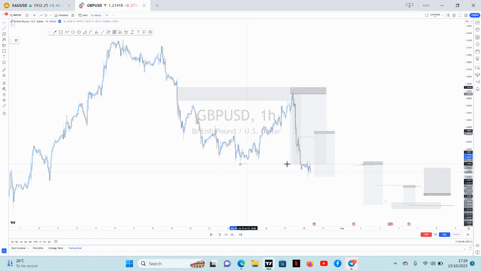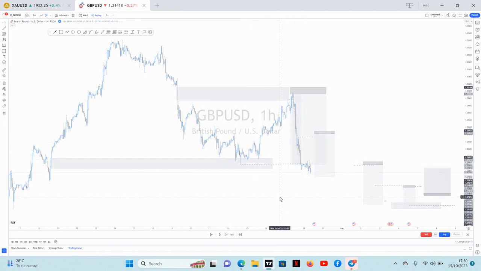So this was the liquidity right here, and it formed inside this fair value gap. There's this tiny one here, and there's this one. But then we'll consider this one. It's very, very clear. Inside this fair value gap, and price came back and swept it.